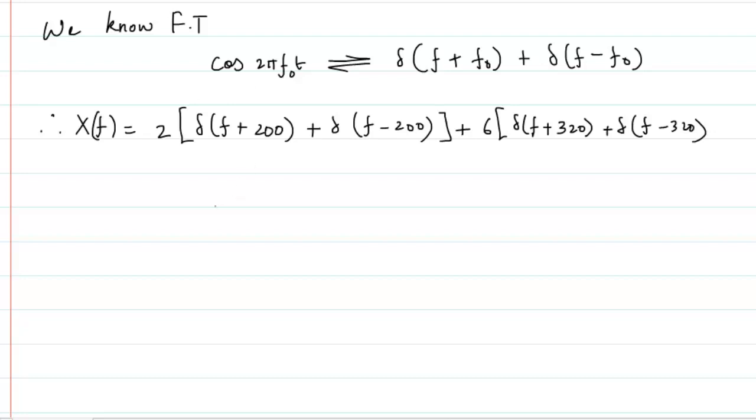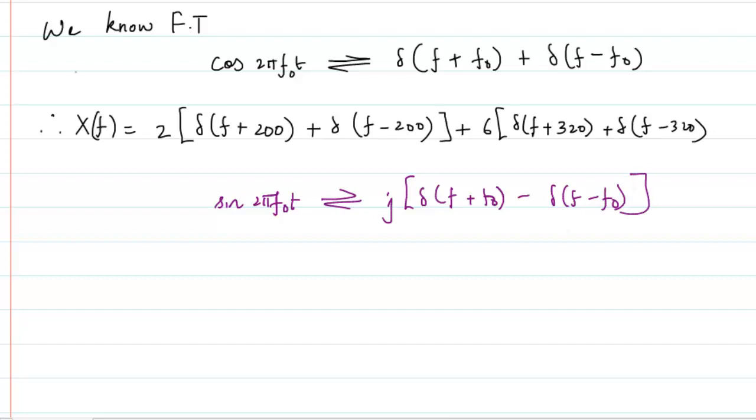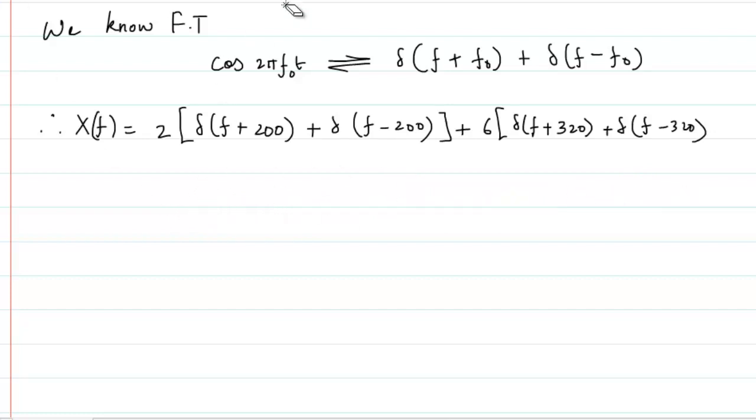I will just write it for you, that if you are having sine 2 pi f naught t, the Fourier transform of that will be j times delta f plus f naught minus delta f minus f naught. You can write it and you can remember it if you want. Okay, anyway, so this is what we have got.